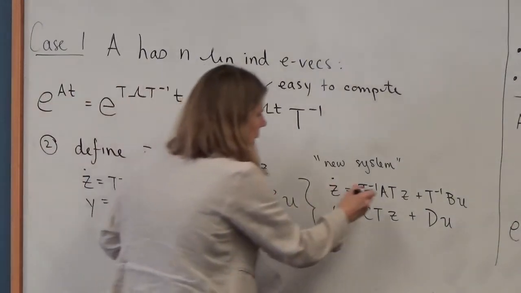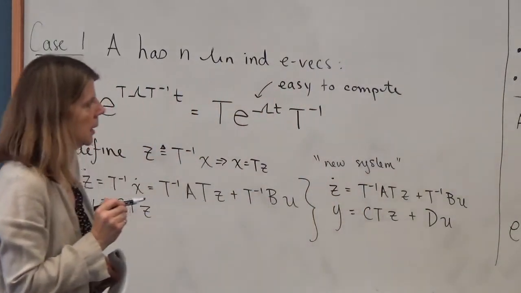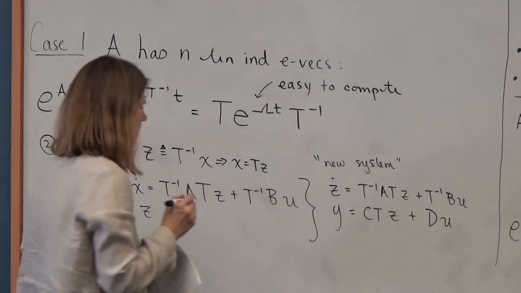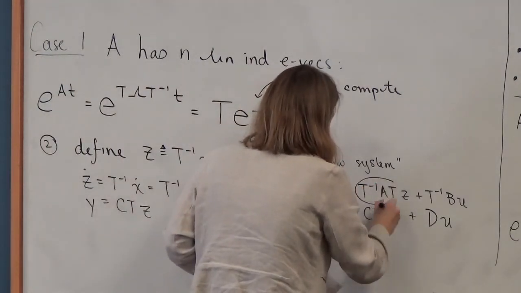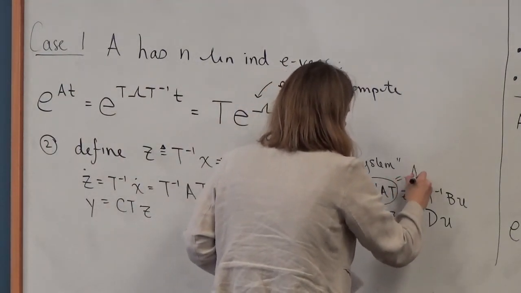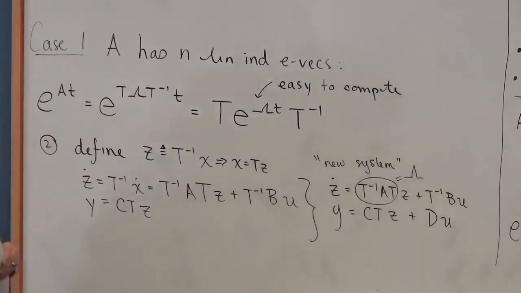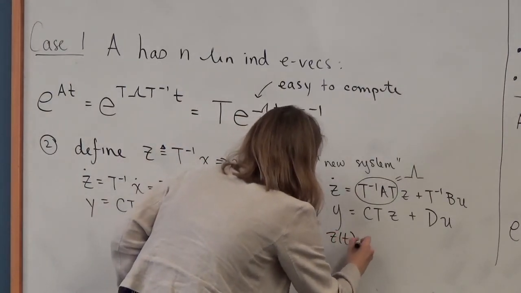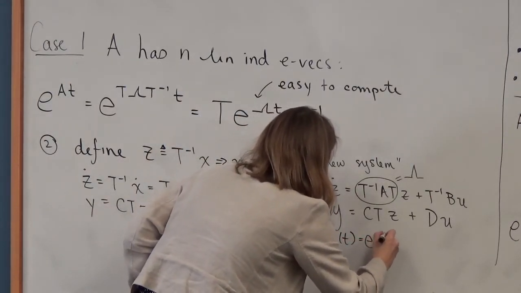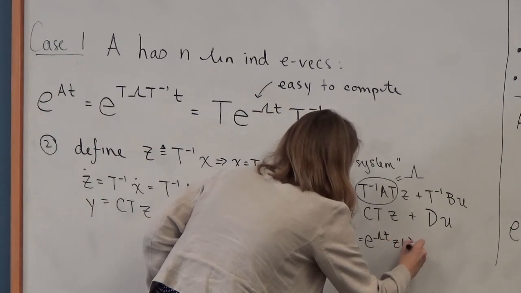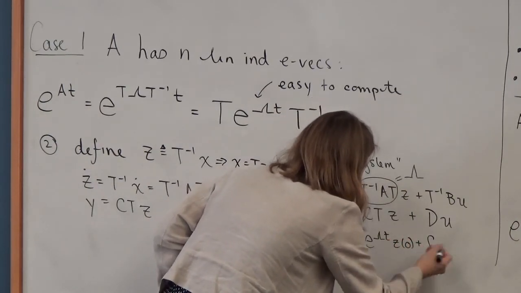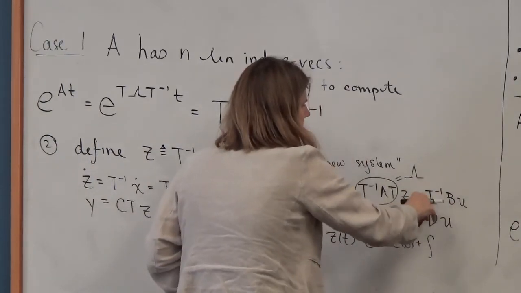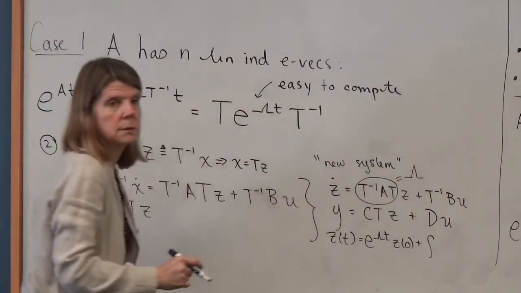And what's more, T inverse AT is my diagonal matrix. So this thing here is equal to a diagonal matrix. And so now you know the solution to this. Z of t is equal to e to the lambda t, Z at time 0 plus the remaining terms. And this is your new B matrix, this is your new C matrix.